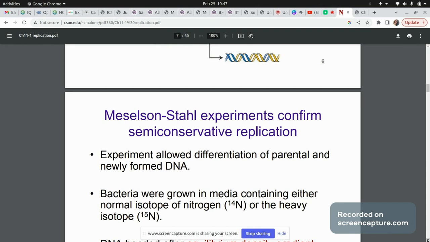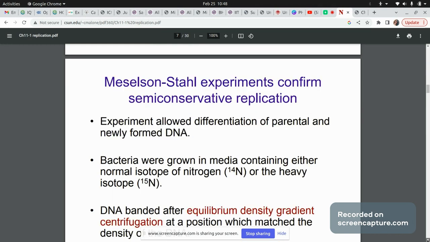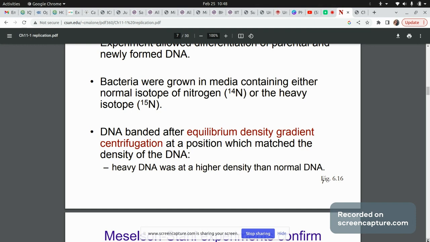Furthermore, they isolated pure DNA from these organisms and subjected it to CsCl density gradient centrifugation, leading to separation of light nitrogen-14 and heavy nitrogen-15 forms of DNA into different locations in the centrifuge tube. To determine the density of the strands, a technique known as density gradient centrifugation was used. DNA banded after equilibrium density gradient centrifugation at a position which matched the density of the DNA.